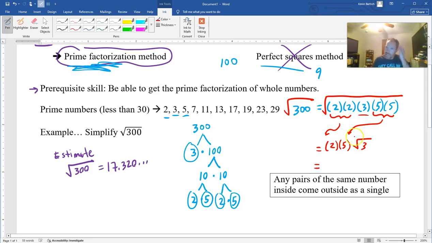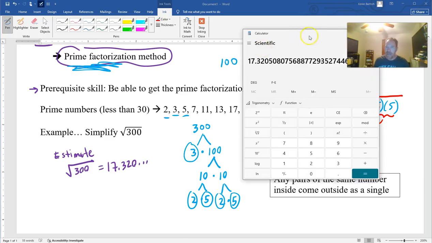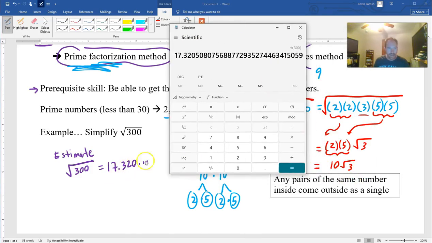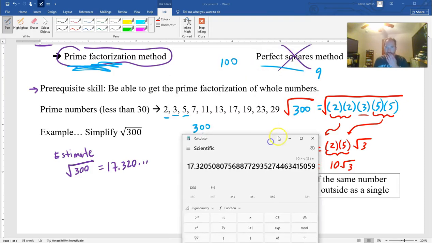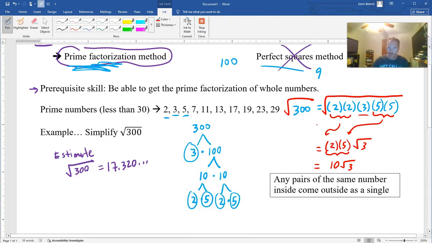And we've seen this a couple times now, but now I've got 2 times 5 outside. I can do 2 times 5 and I get 10. Square root of 3 stays the square root of 3. So if I do 10 times the square root of 3, I should get the 17.320. Let's try it. 10 times 3's square root equals 17.320. Looks good. So that would be, again, I'll box that in. Square root of 300 simplifies to an exact value of 10 times the square root of 3.